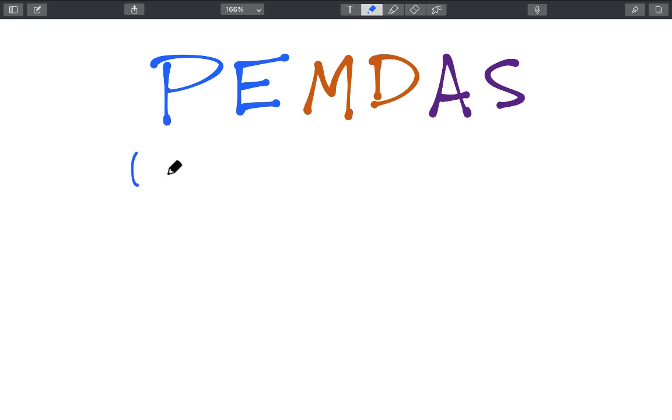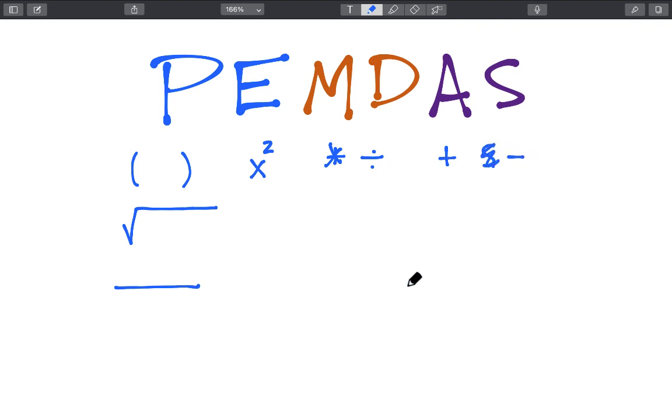We're first going to evaluate any parentheses or grouping symbols like parentheses or square roots or even fraction bars, or division bars, I should say. Then we're going to handle any exponents, so anything including a power. Then we're going to look at multiplication and division, and then addition and subtraction.